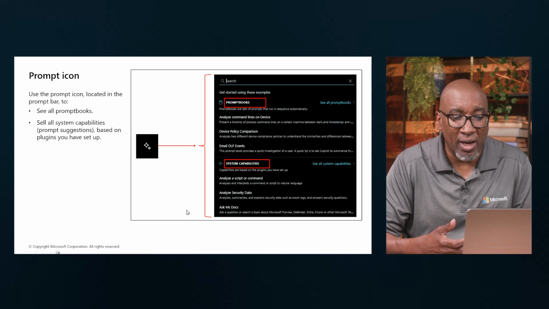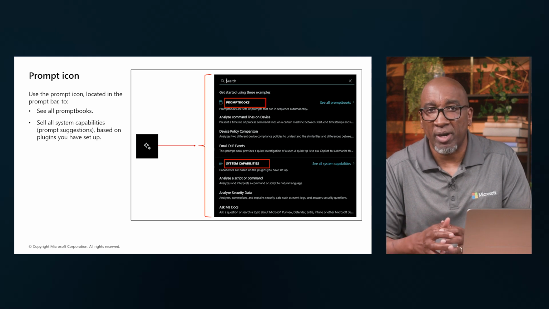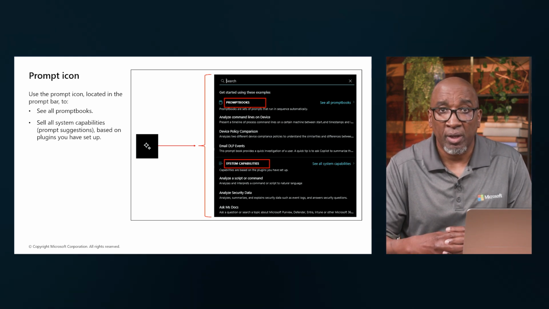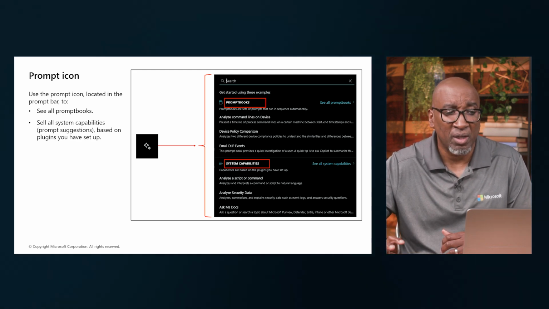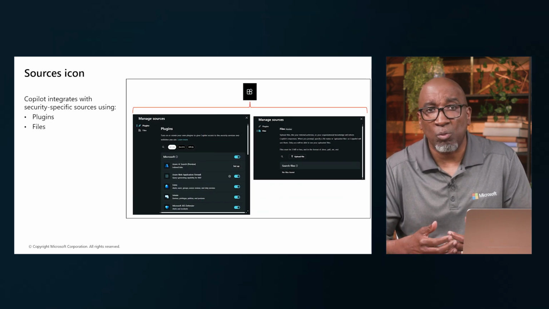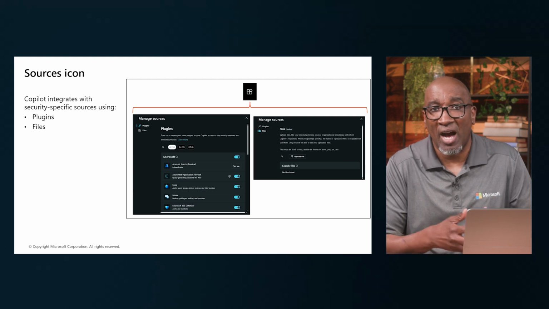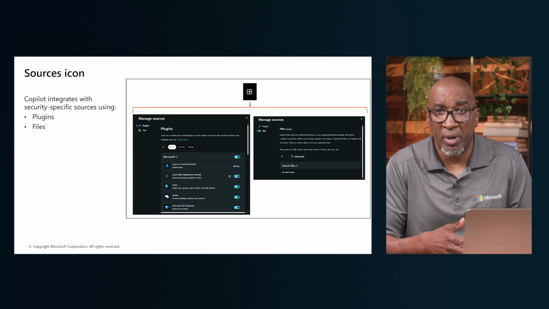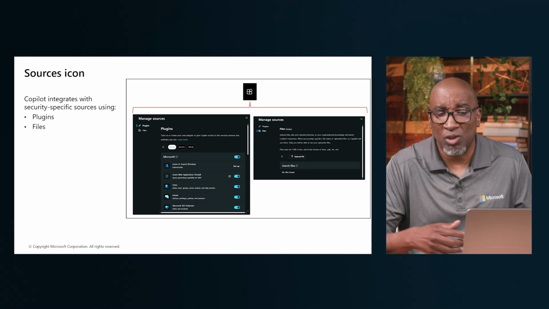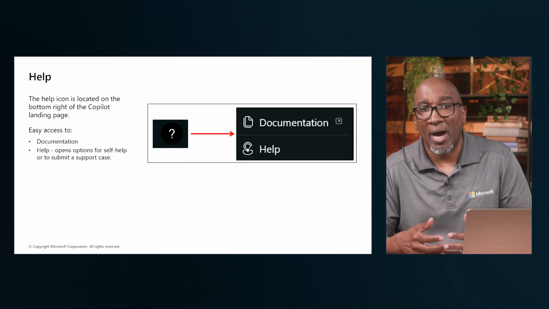The prompt icon is where we can see the prompt books associated with our deployment of Copilot for Security. You see all the system available prompt books and the system capabilities that are based on the plugins you have set up. The sources icon will allow you to manage security-specific sources. These include plugins and files. These allow you the flexibility to customize your Copilot experience and ensure that you have access to the most relevant data at all times. There's also a help icon.